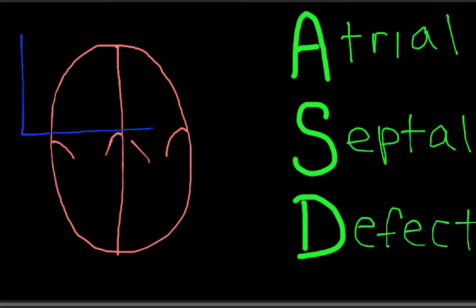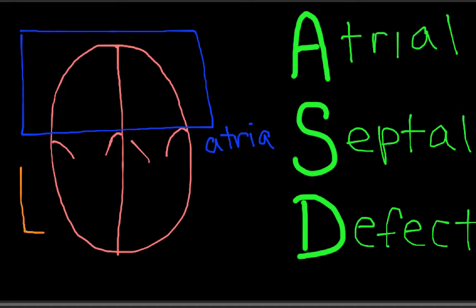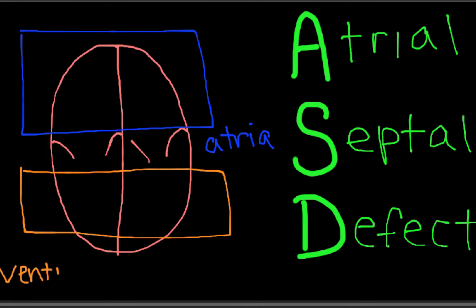These top 2 chambers are called the atria. These bottom 2 chambers are called the ventricles. To review in detail, be sure to check out the How the Heart Works video, linked here. Let's get back to the ASD now.